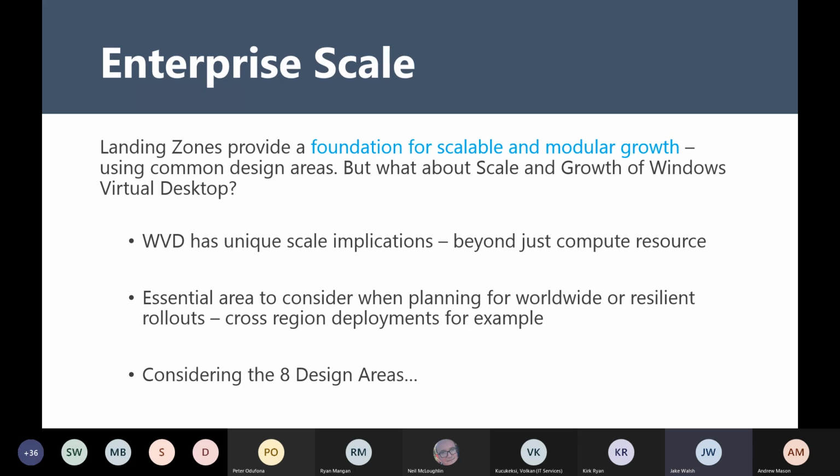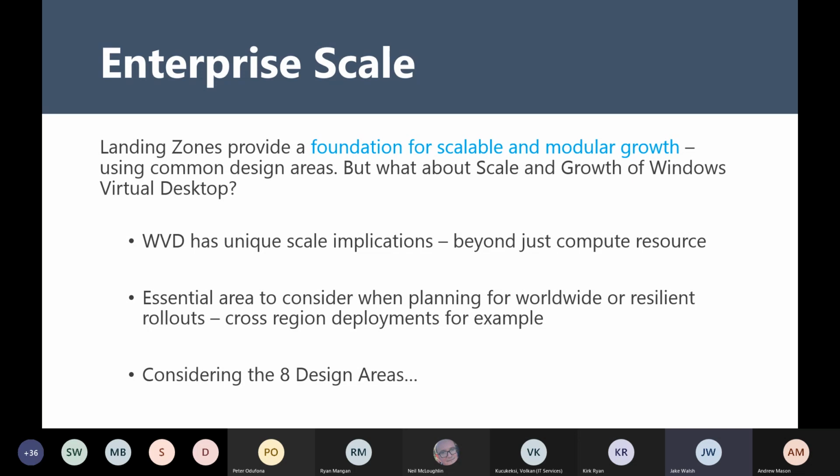So we've had a quick look at landing zones and just covered an overview of what they are. And we know that obviously they provide a foundation for scalable and modular growth using those common design areas. But what about scale and growth of Windows Virtual Desktop? So I think it's fair to say that WVD has unique scale implications. It's not just compute resource. When you say I want to double the number of users on this environment, or I want to deploy this to users in another region, it's not just compute that we're talking about here.